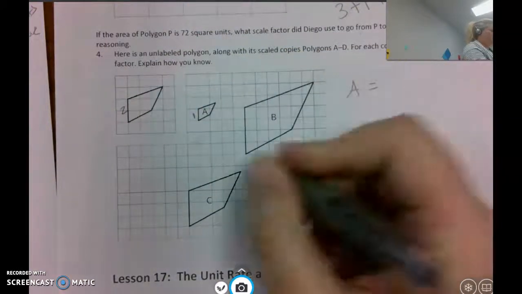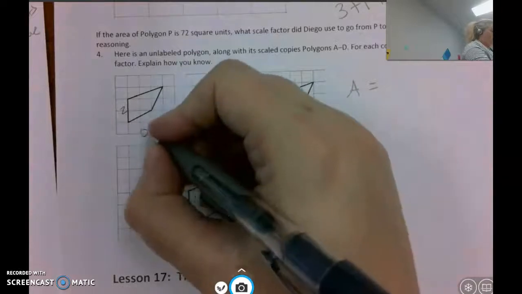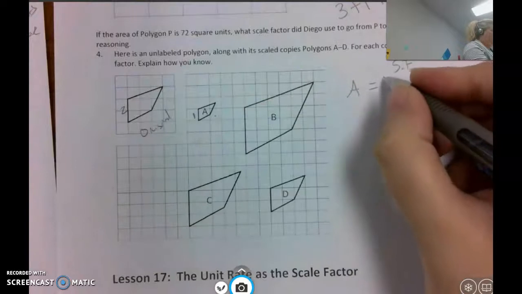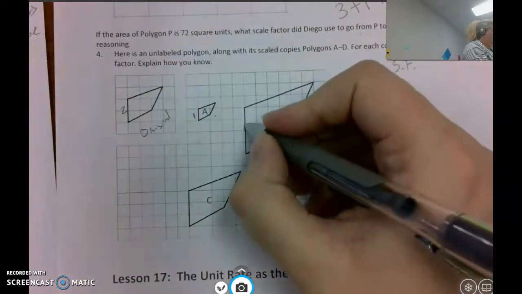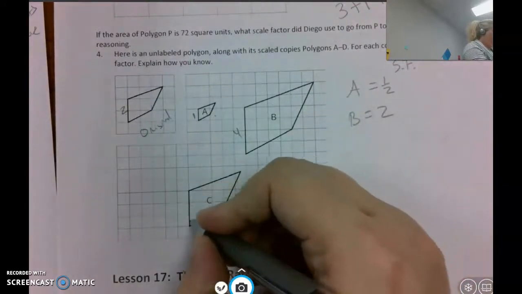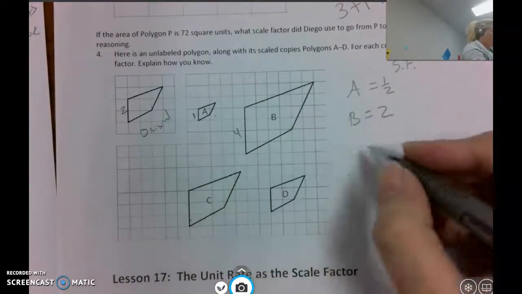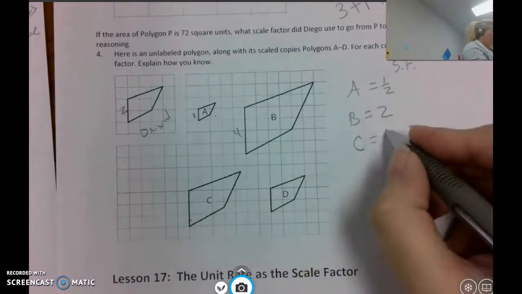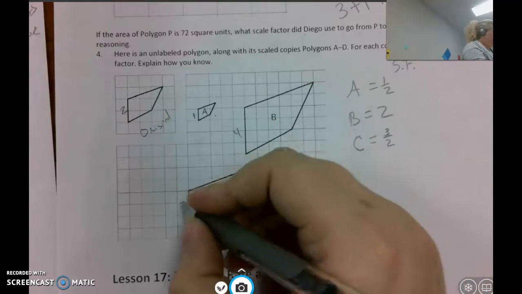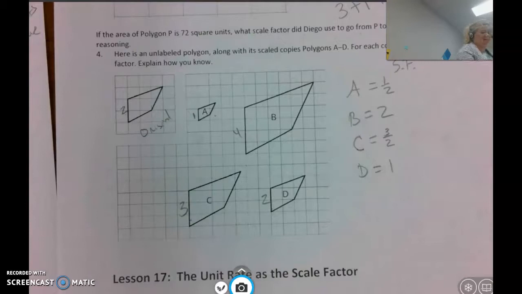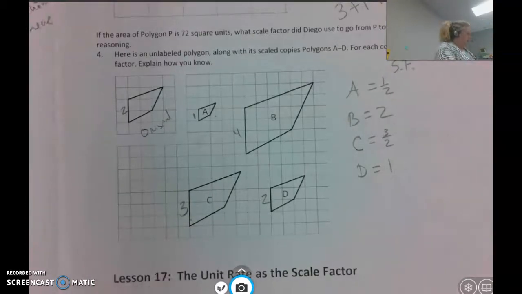So for these last 4, if I can really just look here from 2 to 1, the scale factor from the original to A looks like it's half. 1, 2, 3, 4, that's doubled. 1, 2, 3, I'm just looking at the length. 1, 2, 3. Okay, so that's C. That's 3/2. 1, 2. And that's exactly the same. So that's a scale factor of 1. All right, and that is it for that lesson. Thank you.